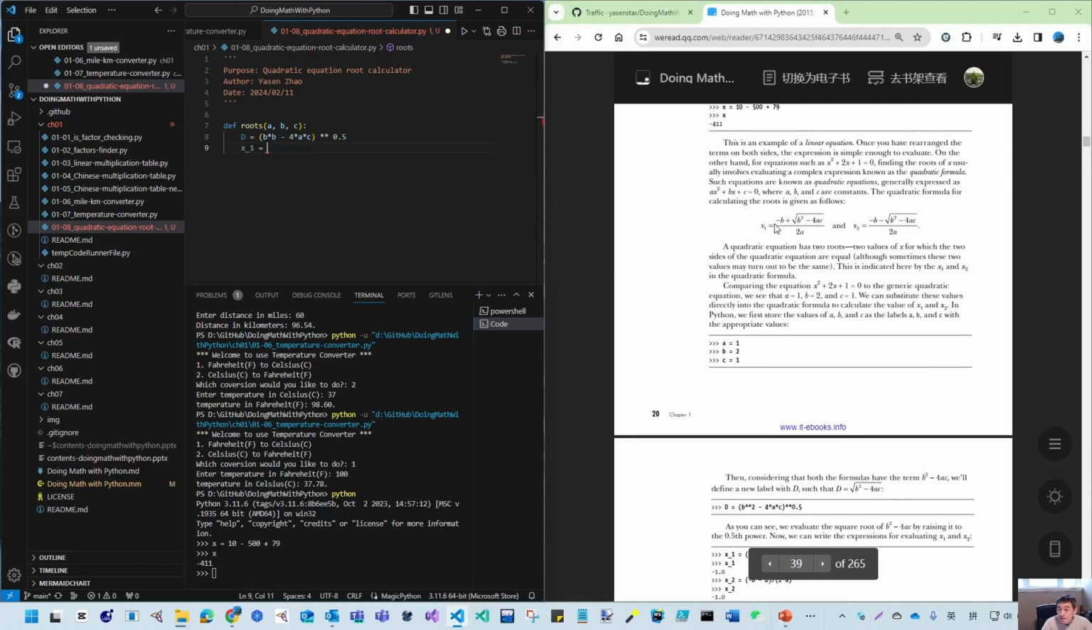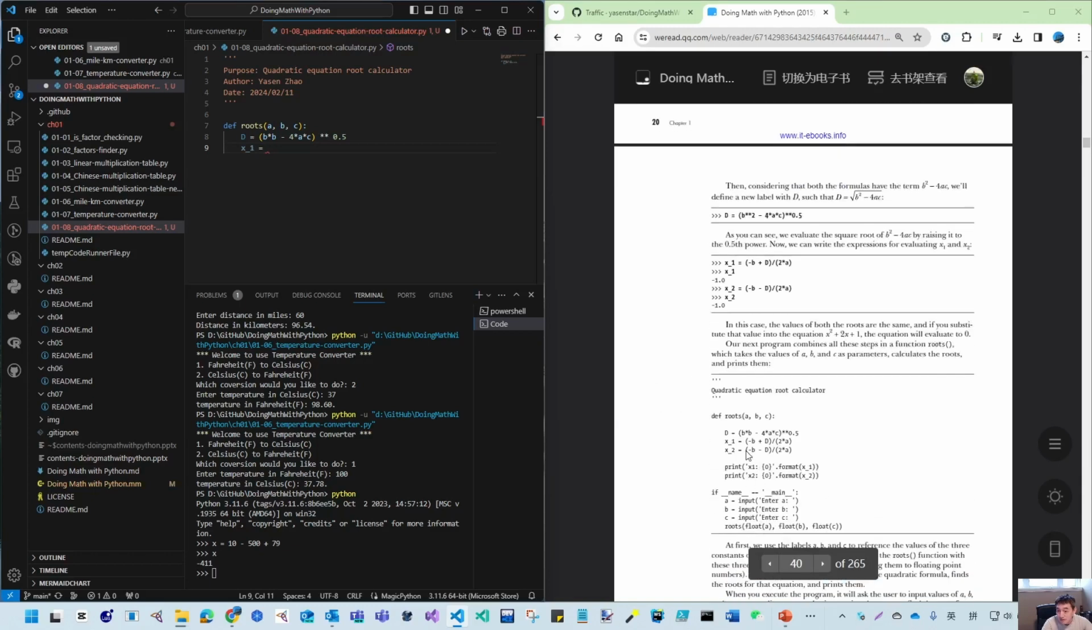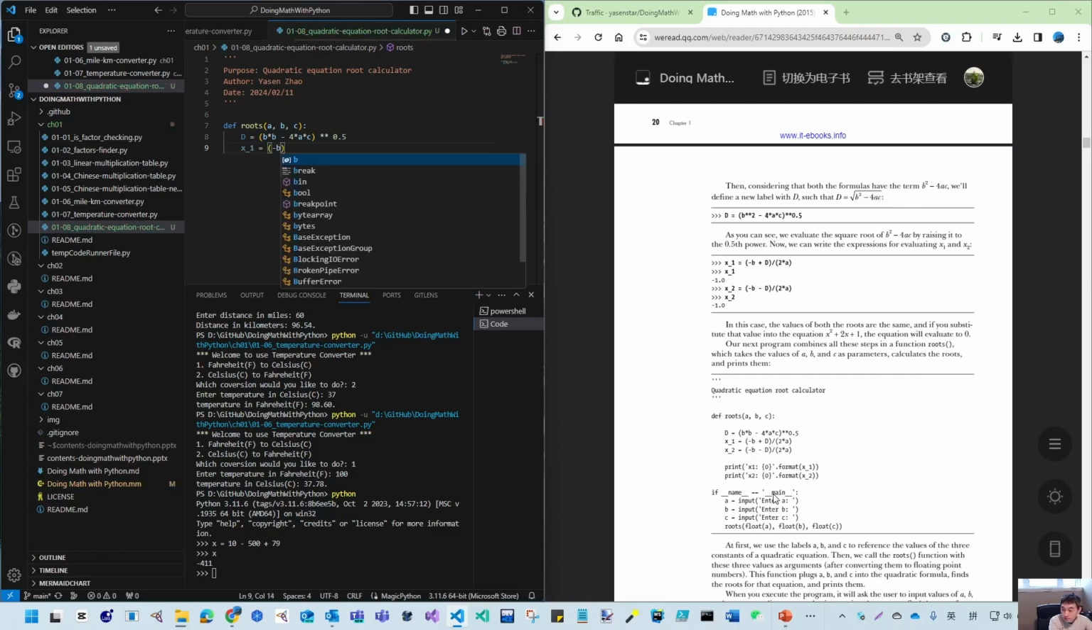Then this x1 is minus b plus this interim d, with the parentheses, divided by 2a. So that is the formula: minus b plus d, divided by 2 times a. And then we can copy this to x2. It's just a change here. The formula goes to minus b.